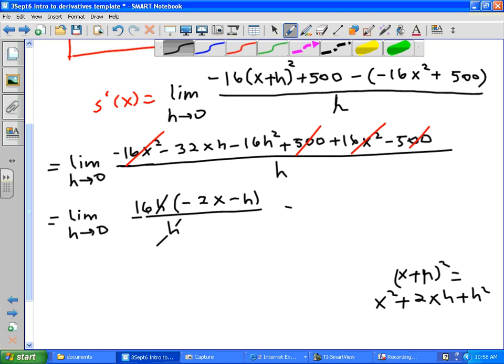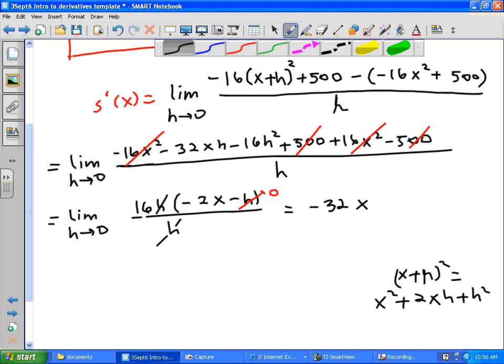So let h go to 0 now, and what will you have? Let h go to 0. So this goes to 0 now, right? So what do we have left here? Negative 32x. Would everybody agree? Okay. Remember here, x is t, because instead of t, we're using the variable that we're more familiar with.